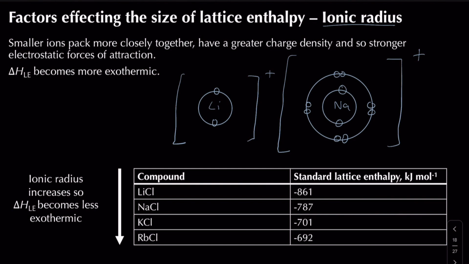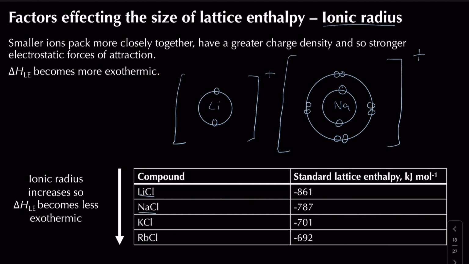Now the whole idea is the smaller your ions are, the closer they can pack together, and so the greater the charge density they're going to have, and hence the stronger the electrostatic forces of attraction they're going to have. This would mean that something very small like lithium, if that was bonded to chlorine compared to sodium chloride, because lithium ions are smaller than sodium ions, they can pack more closely together, you've got greater charge density, stronger electrostatic forces of attraction between the oppositely charged ions, and hence you're going to have, and we're going to use this word now, a more exothermic lattice enthalpy.